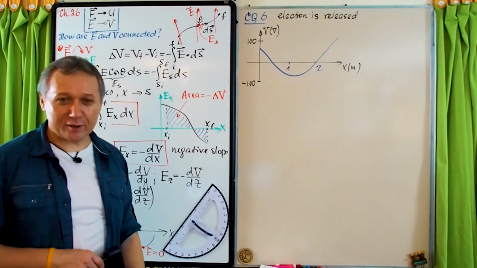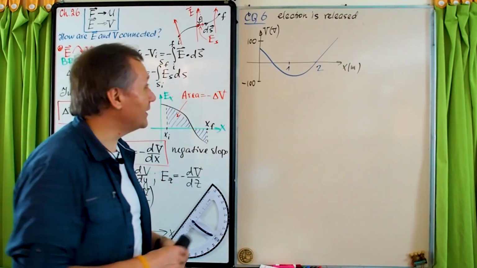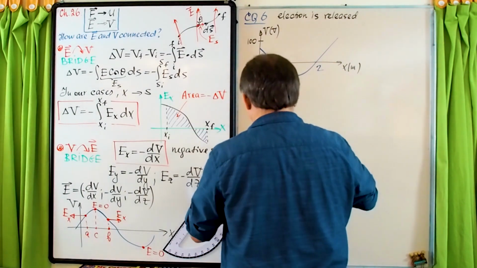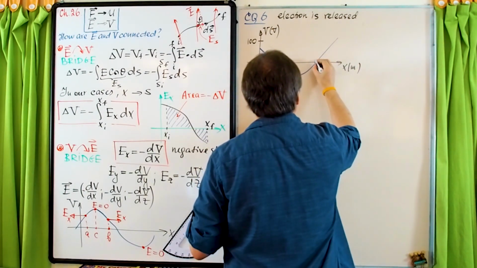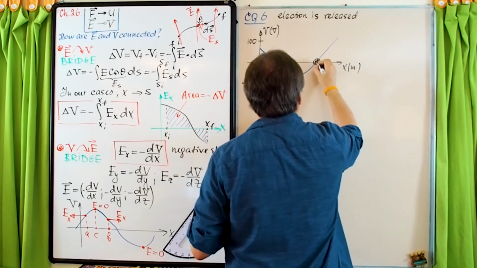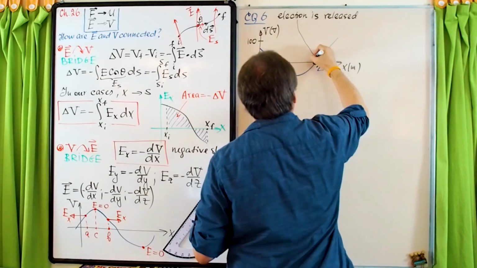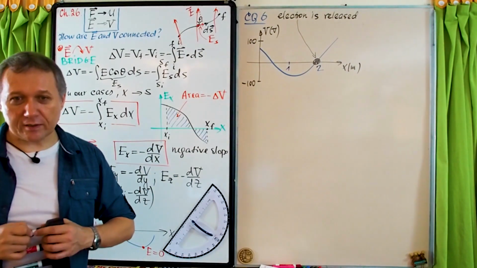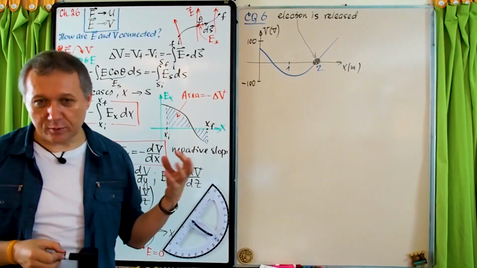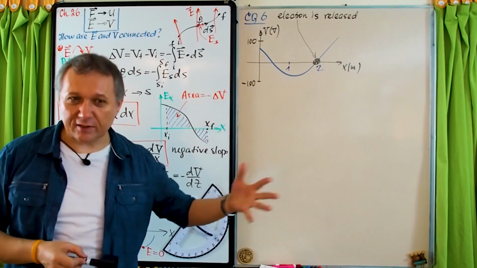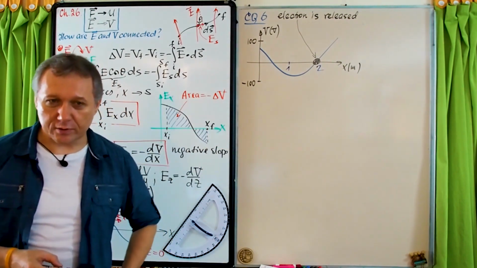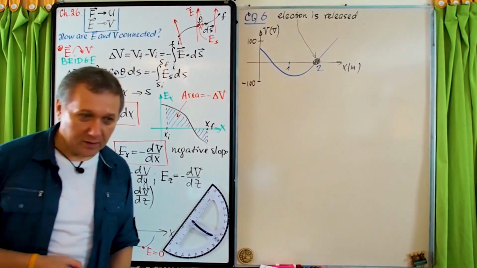Okay, so the electron is released from this point. It is released from point 2. So we need to understand what happens to that electron. You remember we discussed that at the end of the lecture. And now I want to just repeat those steps one more time.